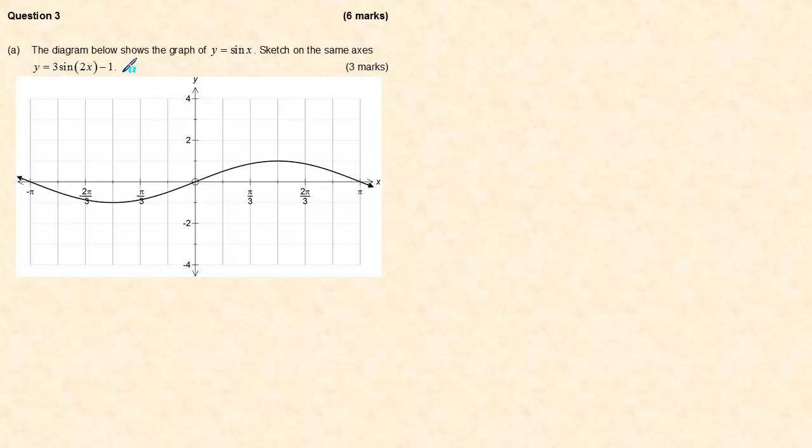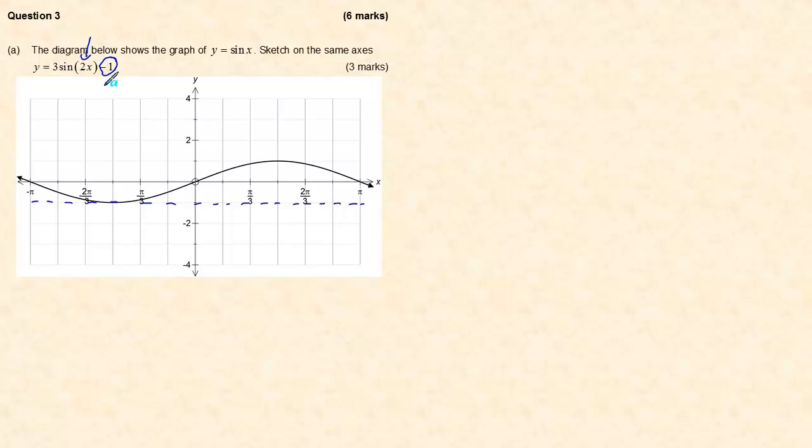The diagram below shows the graph of y equals sine x. Sketch on the same axes y equals 3 sine 2x minus 1. So, this minus 1 here, that means a vertical translation of 1 unit downwards, so our center line for the graph is going to be here.